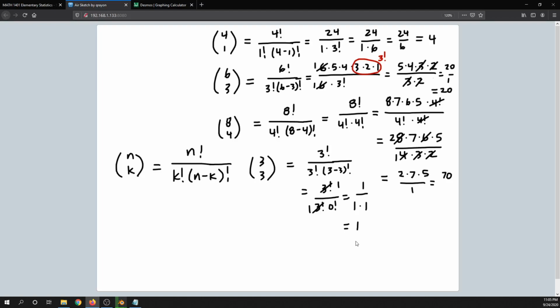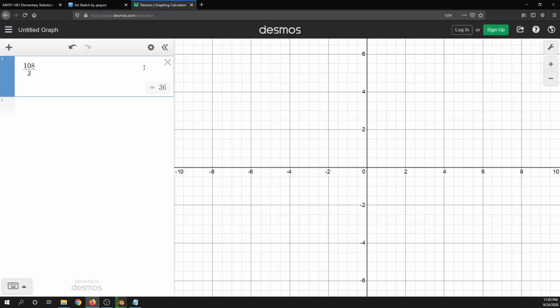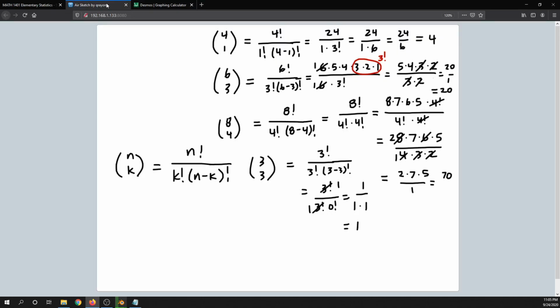All right, so that's how you would compute those things by hand. You can see it's kind of a pain to have to do that. So Desmos provides an easy way to do that. To do that, you would do nCr like this. And then in parentheses, you would put the top number. So the first example we did was 4 and 1, right? So 4 and 1. You can see that comes out to be 4, right? Just like we had over here.